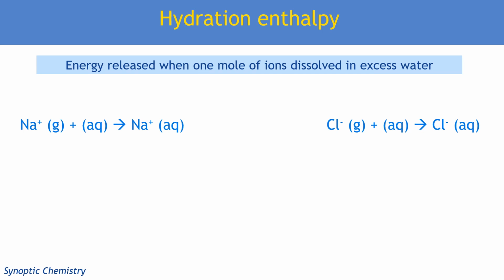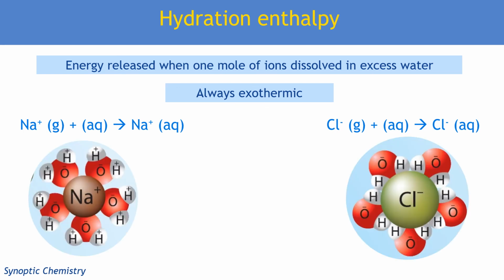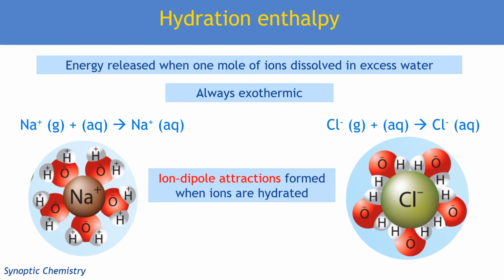So lattice enthalpy is taking the gaseous ions, and they come together and they make ionic bonds. This is taking the gaseous ions and adding them to water, and they make attractions between the ions and the water molecules. So because we're forming attractions, then this is also an exothermic process. So it's not traditional bonds. We're not making ionic, covalent or metallic bonds. But what we're doing is making something called ion dipole attractions, and these ions are known as hydrated ions.